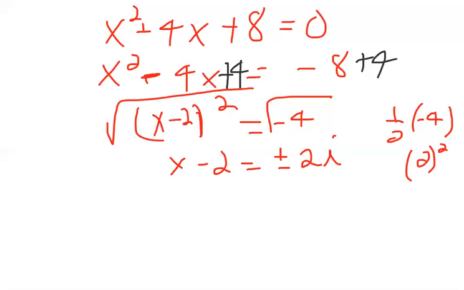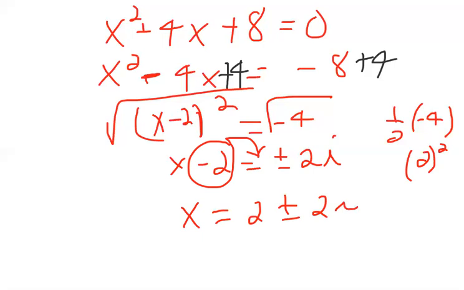All right, guys, so I'm gonna finish solving this out by adding the 2 to both sides, or just take it and move it over to the other side. I said add -2, I meant add 2. So we get 2 plus or minus 2i. And just like that, guys, we are done.